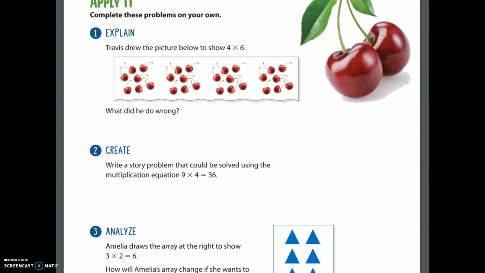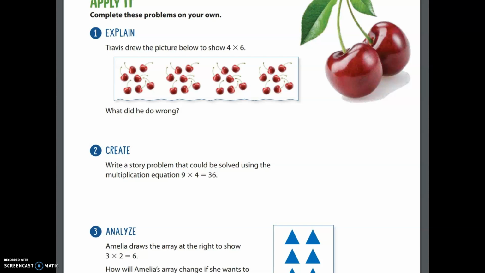So on number 1 on page 101, it says, Travis drew the picture below to show 4 times 6. What did he do wrong? Well, it should be 4 groups of 6, which is what we have. We have 4 groups of 6, but do we?